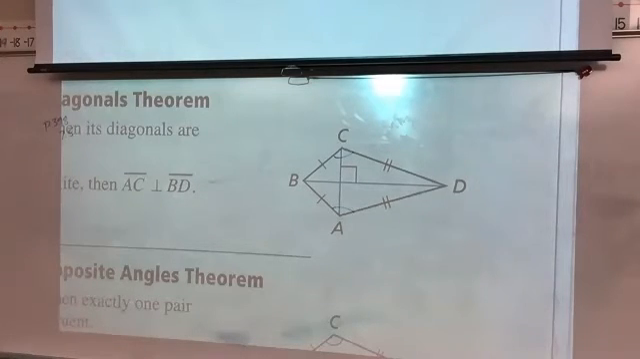Okay, B is greater than D. Yep. So they're not congruent. B is greater than D. What else? Could you say that B is double D? We don't know that for sure. It could be. We don't know for sure.